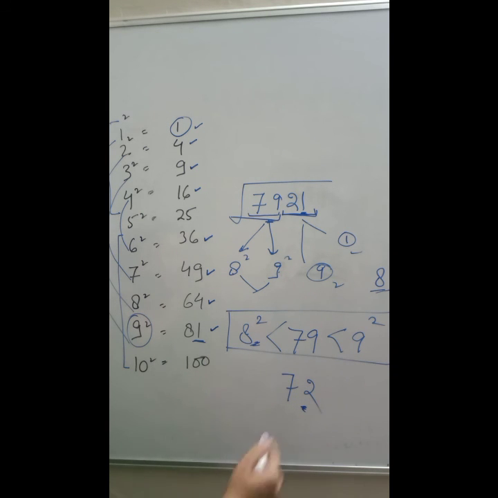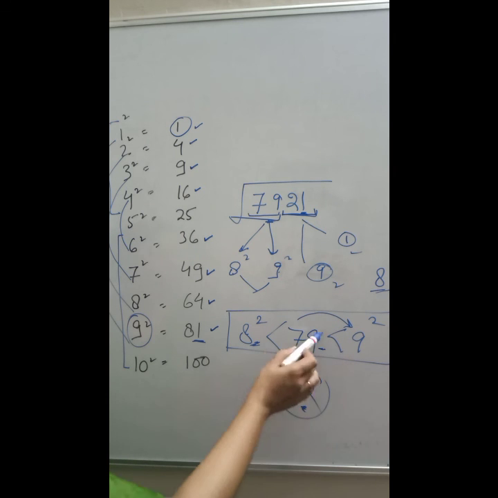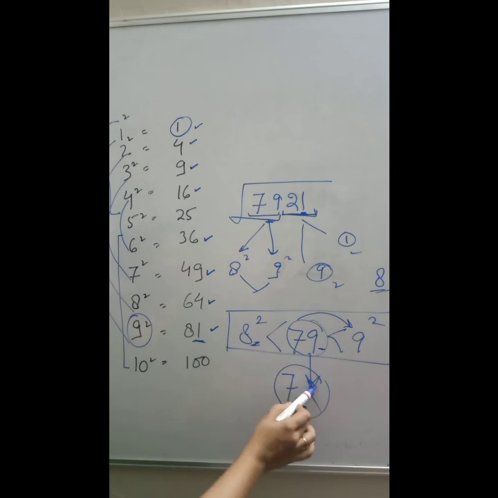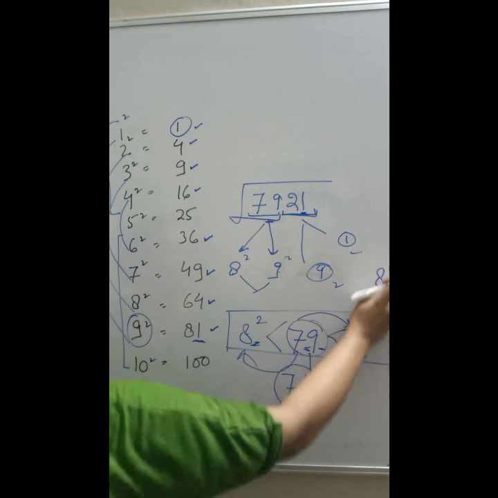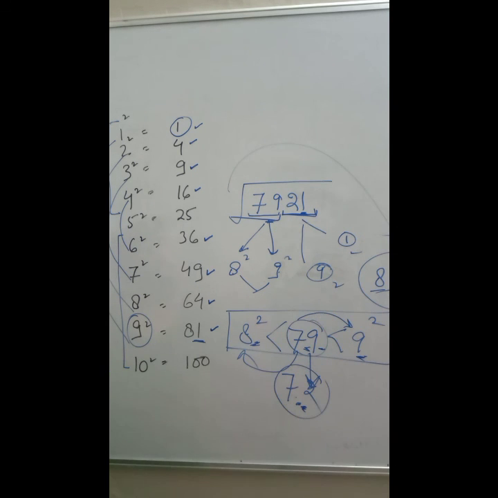Now we will see if the number given to us is bigger than 72, so naturally we will choose the bigger digit. If this digit is smaller than this digit, then we will choose this digit. Now it's pretty clear. 79 is bigger than 72, so we are going to choose the next digit, which is 9. So the square root of 7921 is 89.